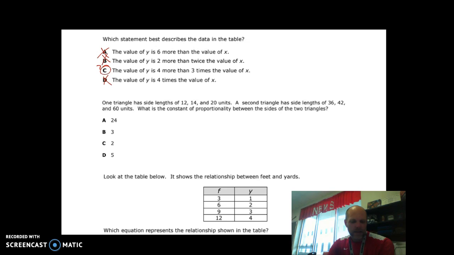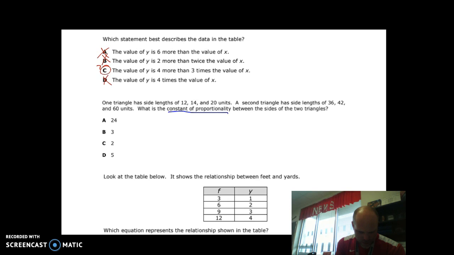One triangle has side lengths of 12, 14, and 20. The second triangle has side lengths of 36, 42, and 60. What is the constant of proportionality? Do y'all remember what constant of proportionality means from class? Like, it's constantly adding by 2? Not adding, it's constantly multiplying or dividing. Okay? Well, I mean, adding by 2 over and over would be the same thing as multiplying by 2, right? Yeah. So, alright, we have 2 triangles.